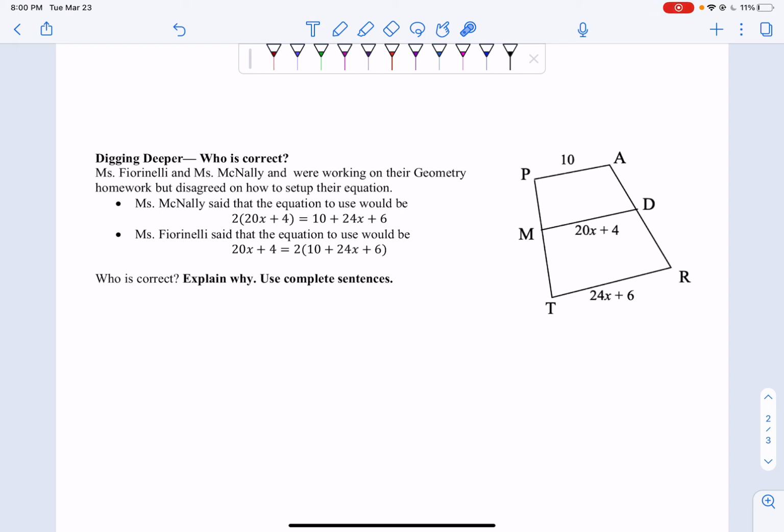For the digging deeper, I'm going to let you know right now, Miss McNally is correct. The reason why Miss McNally is correct is because she did 2 times her median equals her base plus base. Whereas Miss Fiornelli doubled the sum of her bases when she should have doubled her median. Okay, and that's it for today.